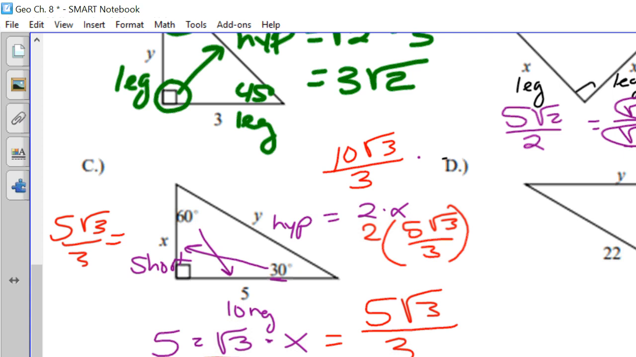Unless you're under the root, you can't fuss with or combine with the other root. The only time we can combine roots together is when they're under the same root.